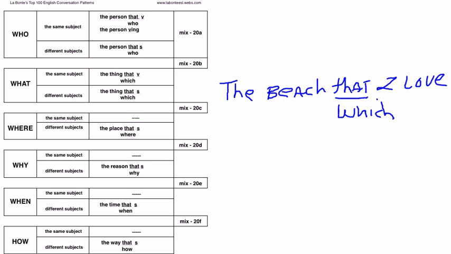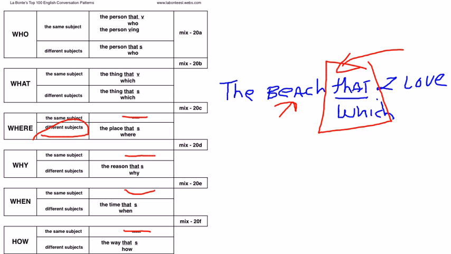Fortunately, the last four patterns usually deal with different subjects. There's very little use in using the same subjects. So then I move on to where. And instead of the place, you can put all types of things. The beach that I love, the beach I love. Once again, that and which are not necessary. You can drop it if you like. The beach I love. The car I bought. The chair I'm sitting in. The city I live in. You know, it depends. You can put any place and put the modifier after it.